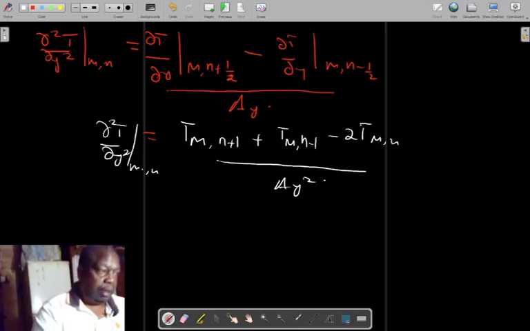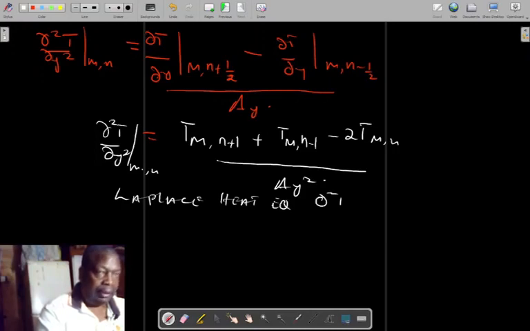So let us go back to our Laplace heat equation, which is ∂²T/∂x² plus ∂²T/∂y² is equal to 0.